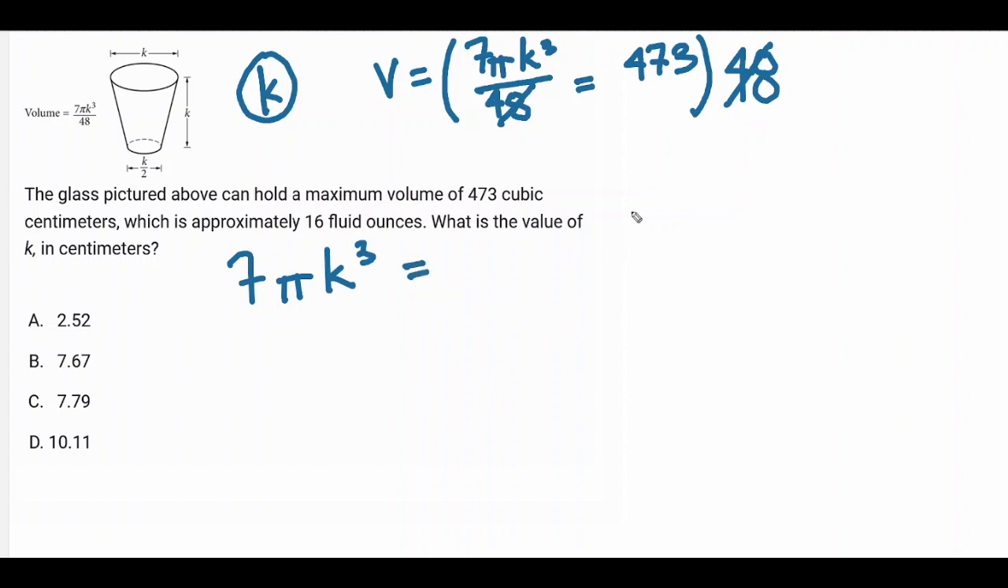But you have a calculator, so you're just going to multiply 473 times 48 on your calculator. When you do that, you're going to get 22,704. Now, how do you get k by itself, since that's what you're looking for? You obviously have to divide by what's attached to it. So you have to divide by 7 pi.